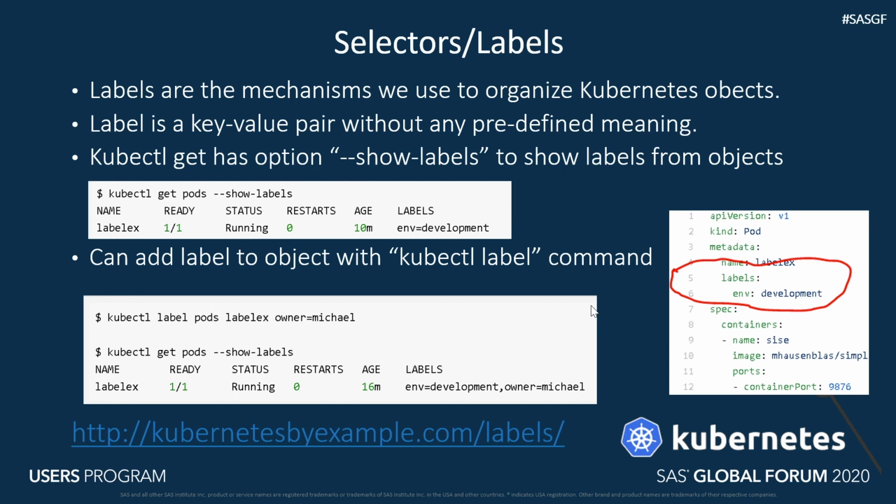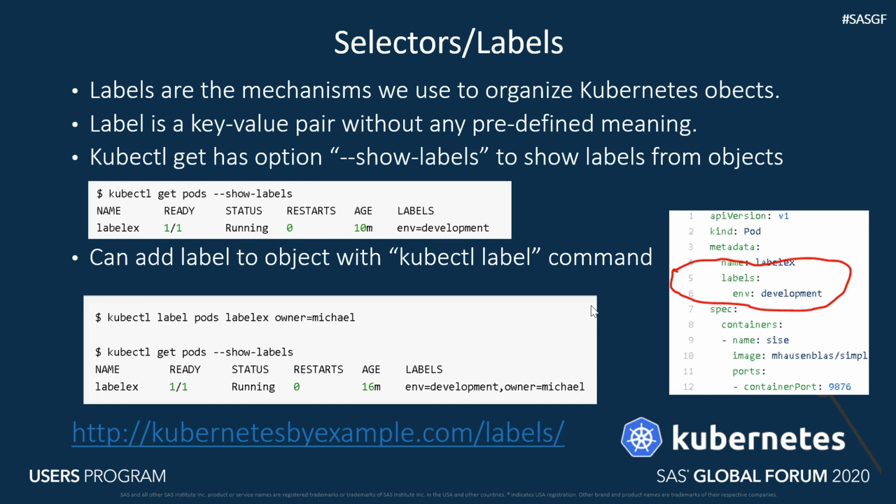It's a two-part thing: the part before the colon, the part after. The part before is the key, the part after is the value. So we can have the label here. If you look at the red circle on the right-hand side of the slide, you can see that we have a label here, env development. Think of it as environment equals the development environment.